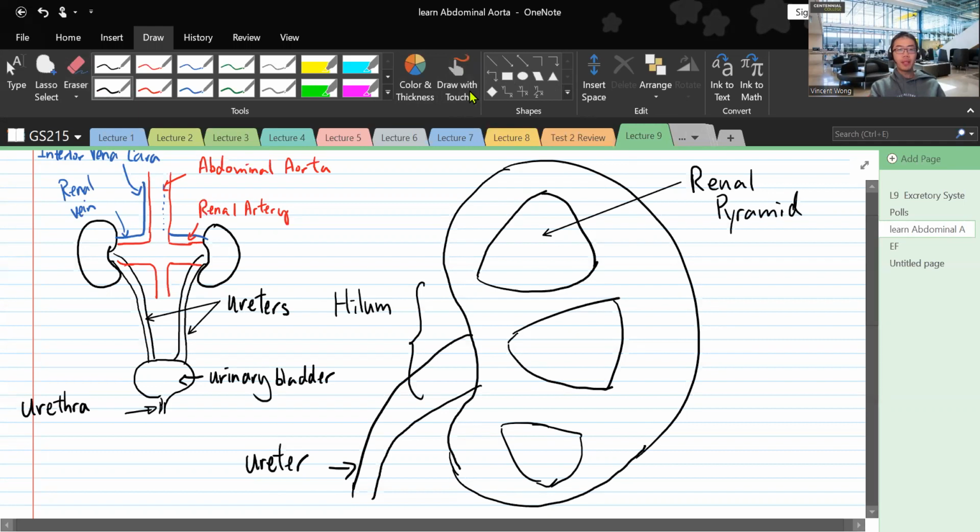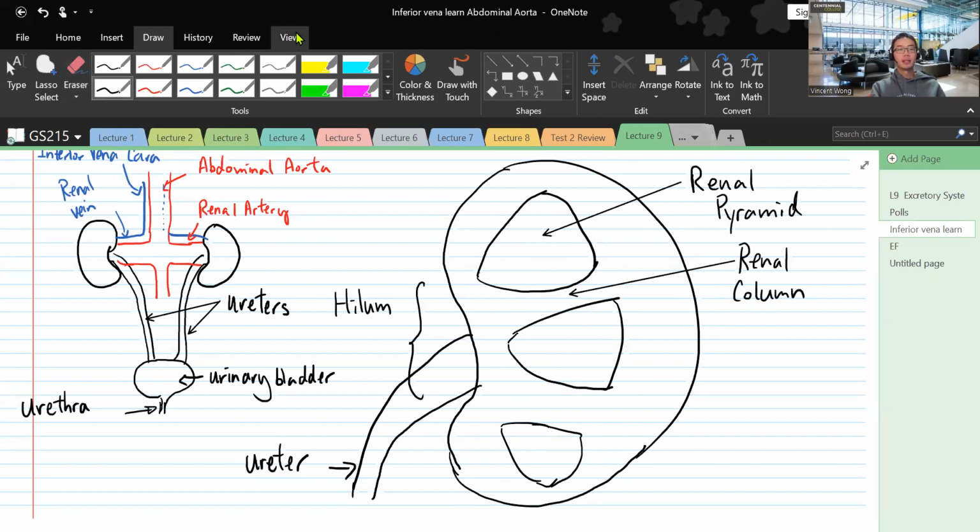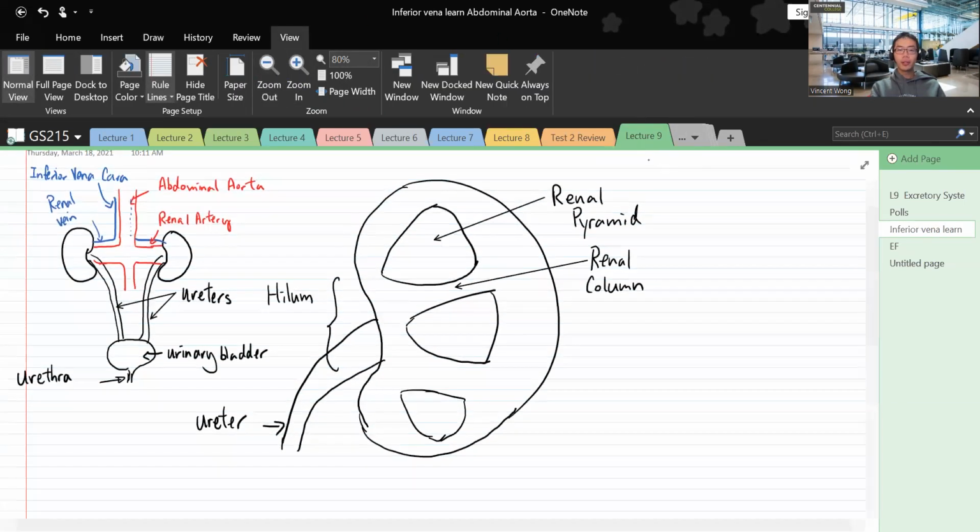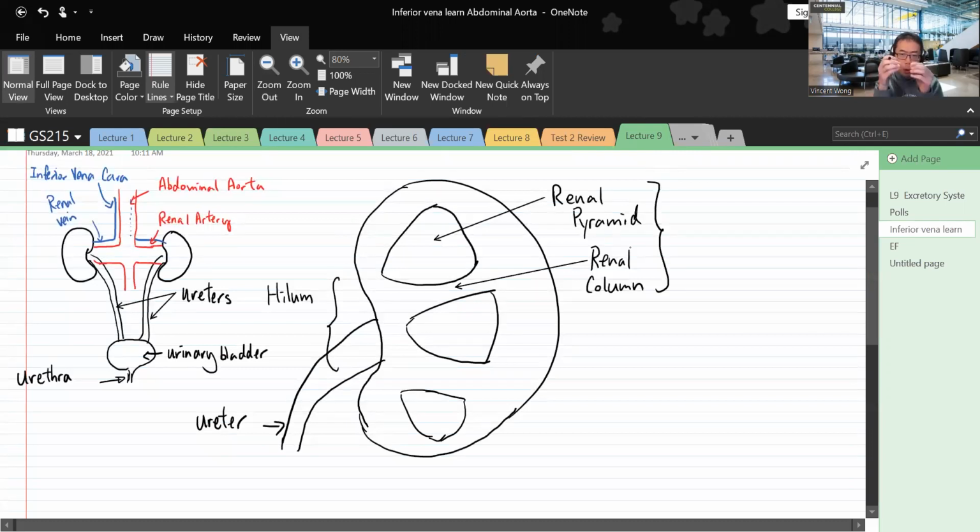In between the pyramids, you will have the renal column. Okay, so pyramid, column, pyramid, column, pyramid. And together, these things, which are found in the core of your kidney, on the inside of the kidney, make up your renal medulla. Okay, medulla means the inside.